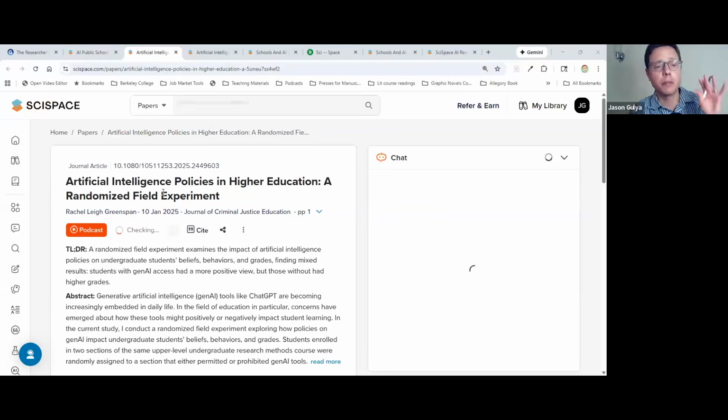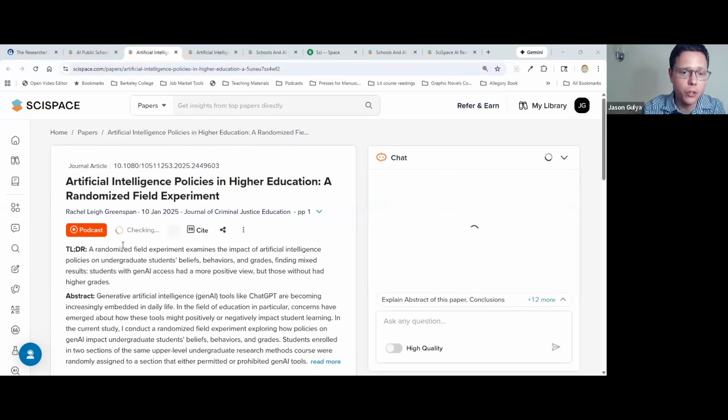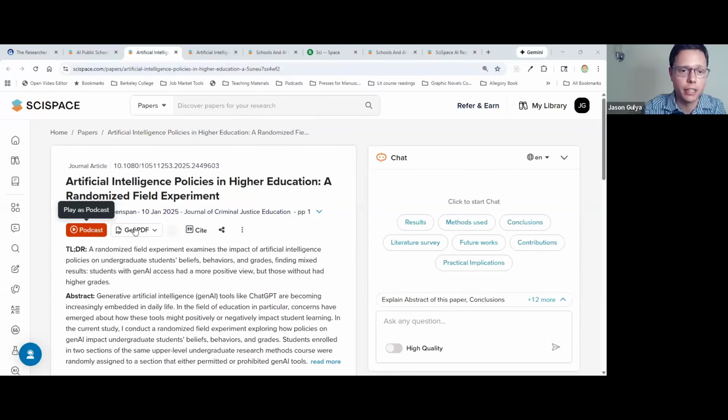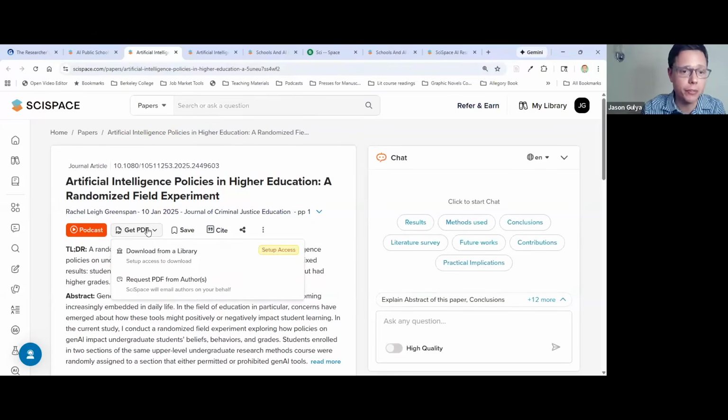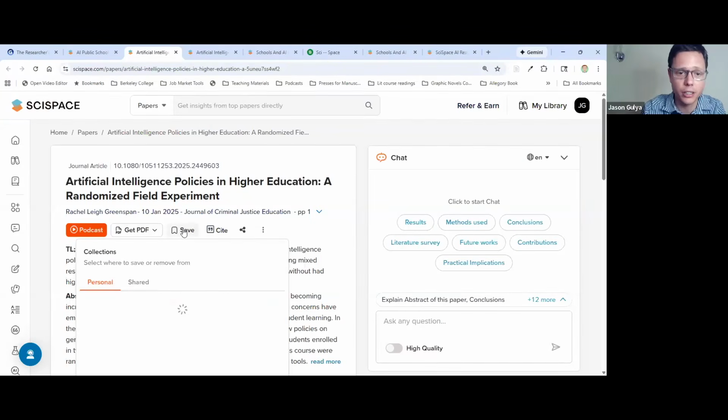So here I'm able to take a look at it. It's going to check if it can get it for me. And this is one thing that's very, very useful, right? Here it does have access to the PDF, so I can request it from the authors, or I can download it from the library. I can also just save it to take a look at it later. I'm going to save it. I'll just put it in my notebook.